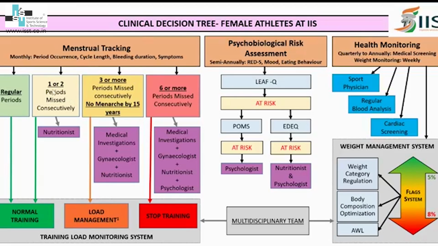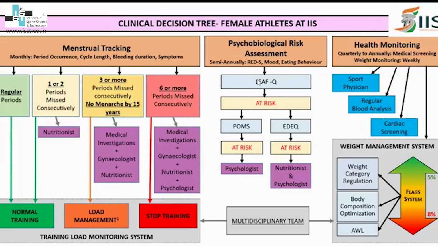And most importantly, if an athlete that you're working with has missed her period for 6 or more months, then this is really a big red flag. And at our institute, we would stop the training for that athlete, and of course the athlete would go through a thorough medical examination, see a gynecologist, nutritionist, psychologist, and other medical professionals if need be.